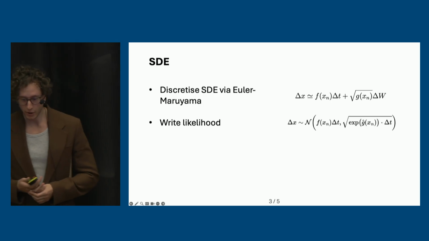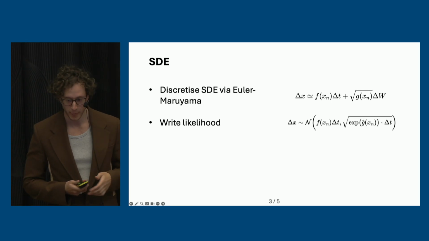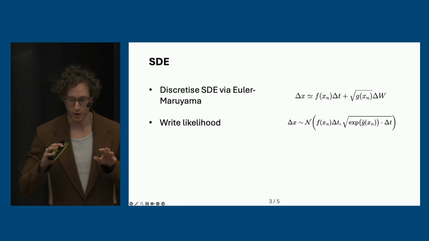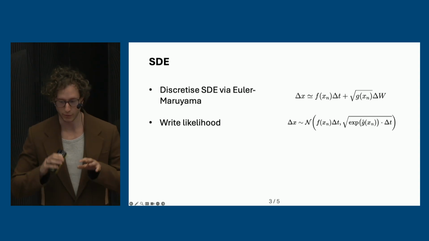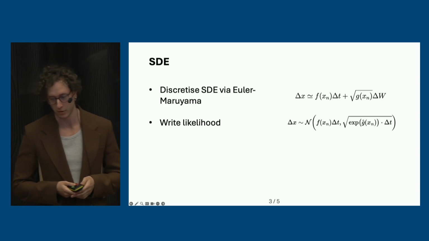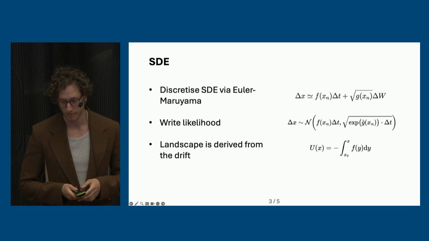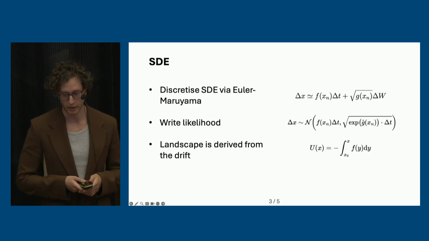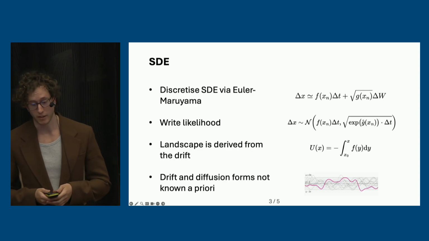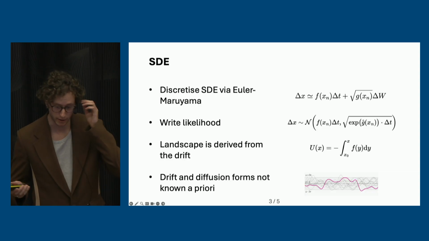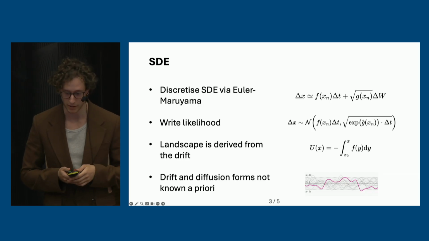We can write down a likelihood given that expression. And here I have g equal to e to the g hat, just so that when we're learning g, we can force it to be positive or non-negative because it's a variance, and that will help. And we have this delta t coming from the variance of the Wiener process. As I mentioned, this landscape is derived from the drift quantity f, so we can compute that later down the line. The problem is we don't know what the drift or diffusion forms look like a priori, so they can be anything. We need something flexible to estimate or learn them.